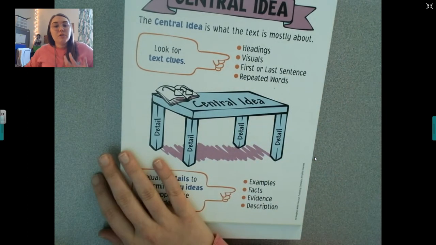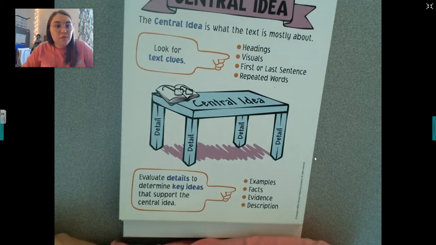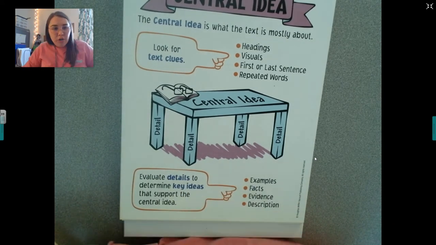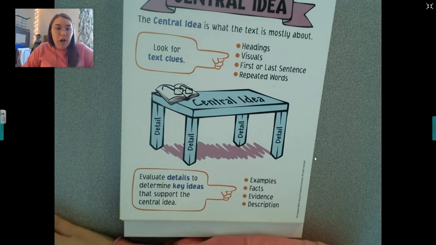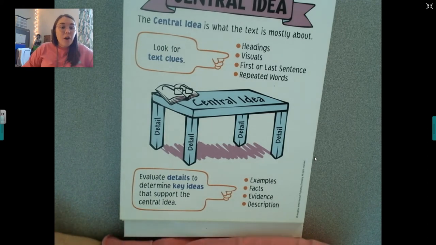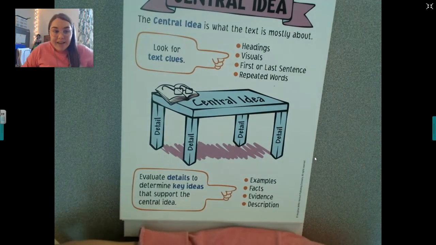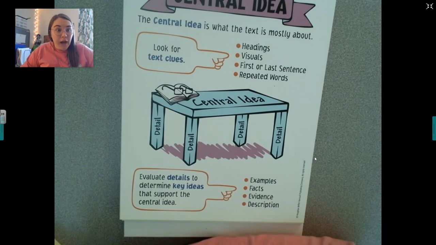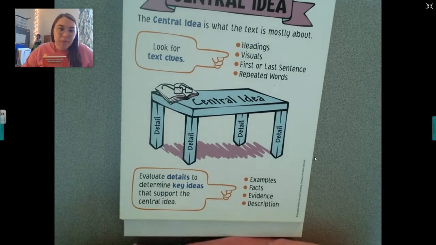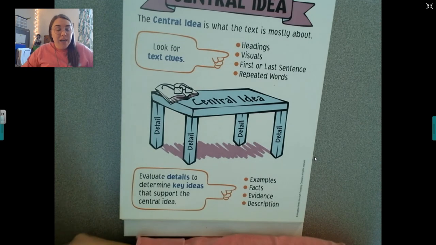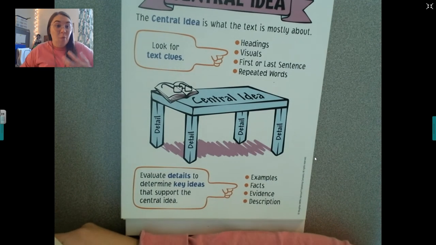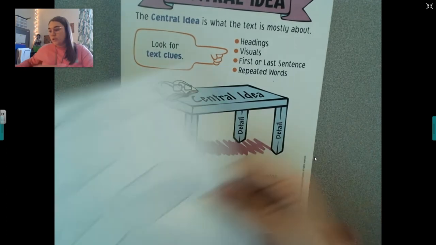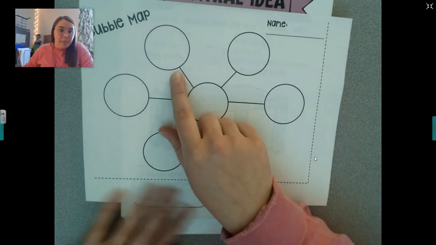So today we are going to read chapter 12 of Gregor the Overlander, and it's a little bit harder to do central idea, especially when we talk about fiction. But for your assignment, we are going to find what the central idea is of chapter 12 and some details in that chapter that tell us that's what the central idea is. So as I'm reading and after, we're going to talk a lot about what the central idea is, and then your job is going to be to fill out your bubble map. So remember, central idea is what the text is mostly about. It's the same thing as main idea.